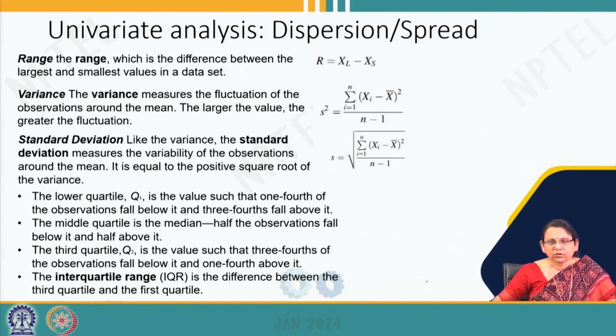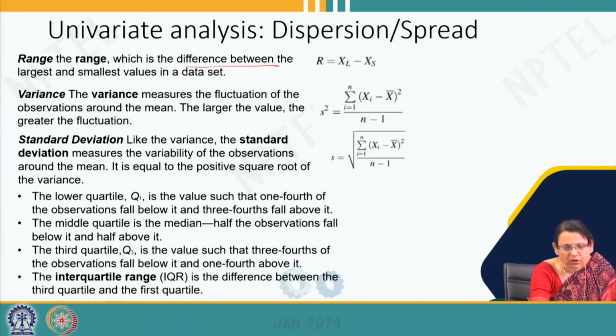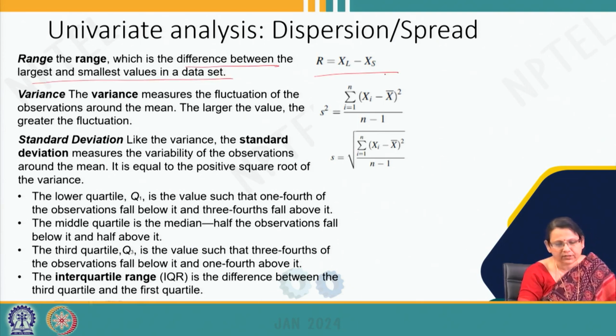Now, next thing is the spread of the data, starting from which point as the minimum value, which point as the maximum value, and how it spreads. So, again there are many terms to characterize this dispersion or spread. First one is range. So, range is the difference between the largest and smallest value in the data set.